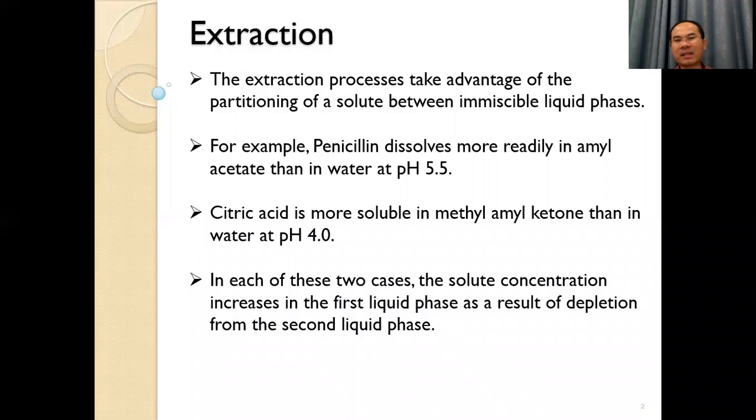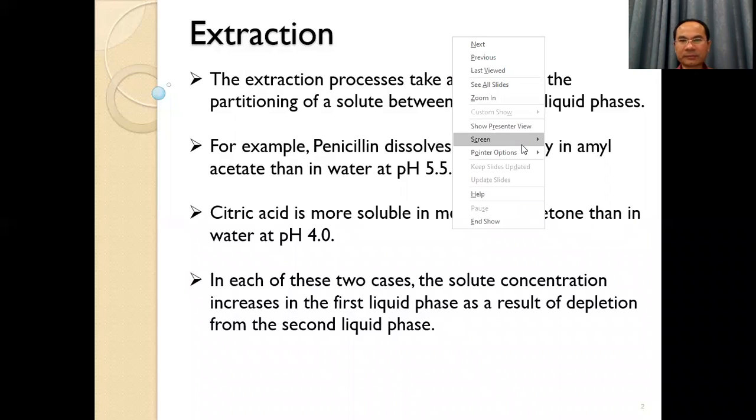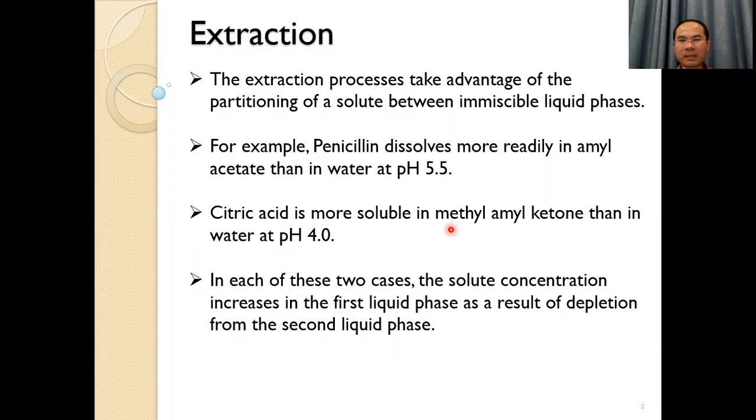And then we can separate the penicillin from the amyl acetate by titration or another technique that is easier to operate. Another example is citric acid. We can use methyl amyl ketone, methyl amyl ketone, to separate it.